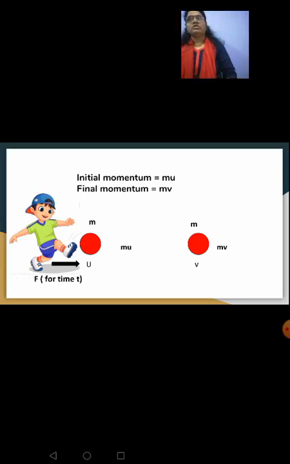After applying the force for a time period t, the velocity changes to v because the ball begins to move. So it acquires some velocity and gains momentum. Now the final momentum of this object is going to be mv, because momentum is the product of mass and velocity. The initial momentum mu represents the momentum possessed by the object at rest, and the final momentum mv represents the momentum possessed by the object after application of force. A change in velocity is brought. Therefore, the final momentum is going to be mv.